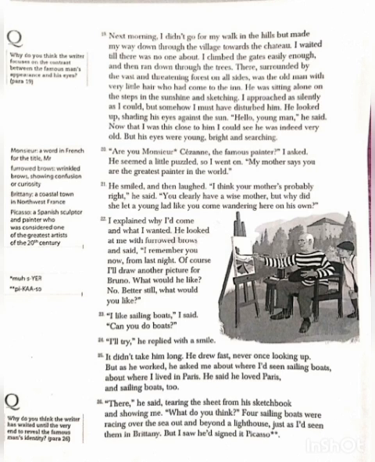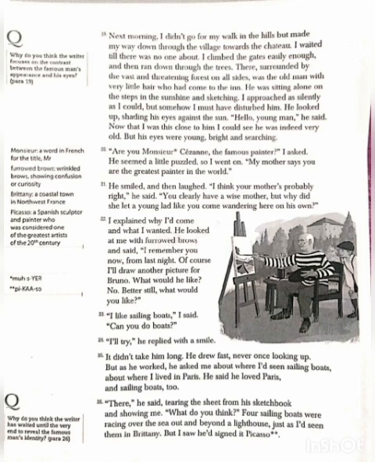"So the next morning I didn't go for my walk in the hills, but made my way down through the village towards the chateau. I waited till there was no one about. I climbed the gates easily enough and then ran down through the trees." So instead of going for his daily walk, now he's going towards the chateau. Now why is he going towards the chateau? Because he came to know that the famous painter lives in the chateau in the village.